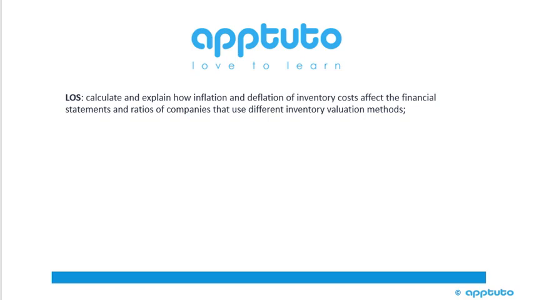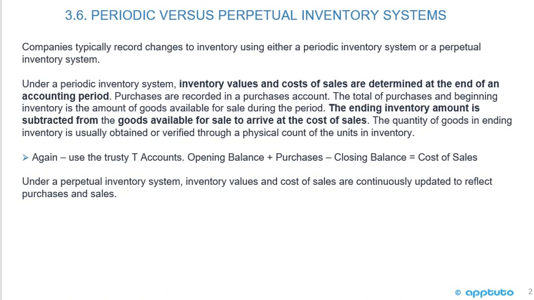This LOS is to calculate and explain how inflation and deflation of inventory costs affect the financial statements and ratios of companies that use different inventory valuation methods. Periodic versus perpetual inventory systems. Companies typically record charges to inventory using either a periodic inventory system or a perpetual inventory system.